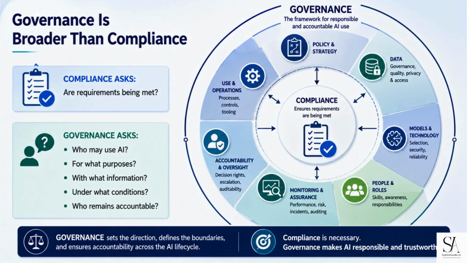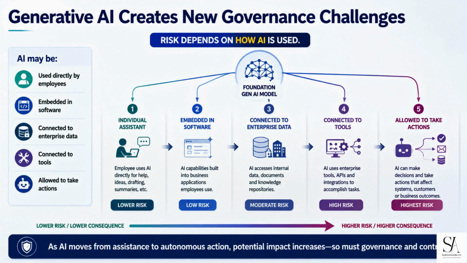Generative AI governance can be understood as the system of processes, standards, roles, and controls used to direct and manage AI responsibly. It includes policies governing model development and use, data security, monitoring, safeguards, and human oversight. Governance is therefore broader than compliance alone. Compliance asks whether the organization is meeting legal, regulatory, contractual, or professional requirements. Governance asks a wider set of questions. Who may use generative AI? For what purposes? With what information? Under what conditions? And with what accountability?